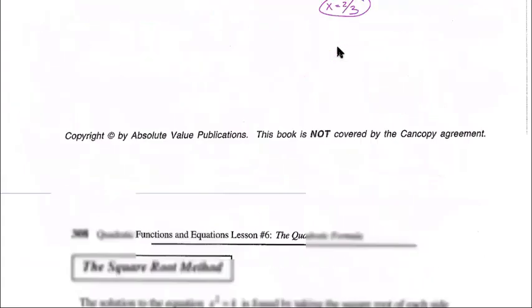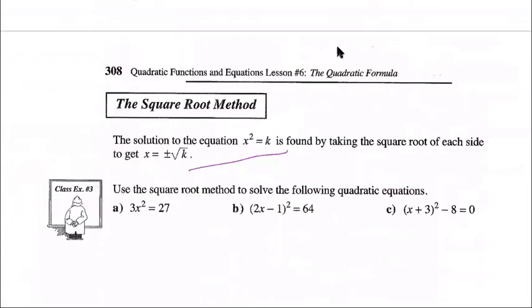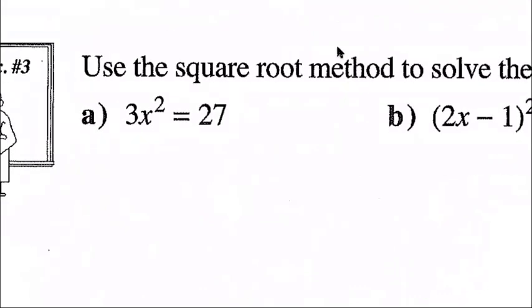We go over the page. The solution to the equation x squared equals k is found by taking the square root of each side, and you get that plus or minus version. I've talked to a couple of you about that already. So this is another way to do it if you have certain forms of the polynomial. 3x squared is equal to 27. I'm going to divide by 3. That gives me x squared is equal to 9.